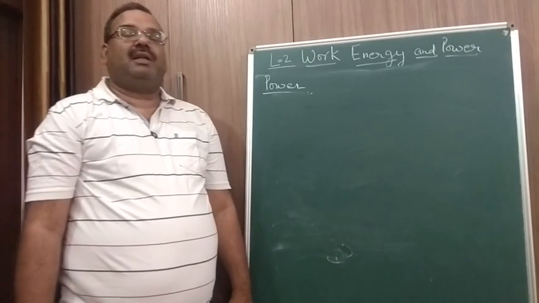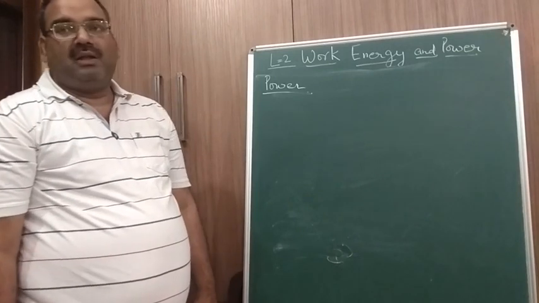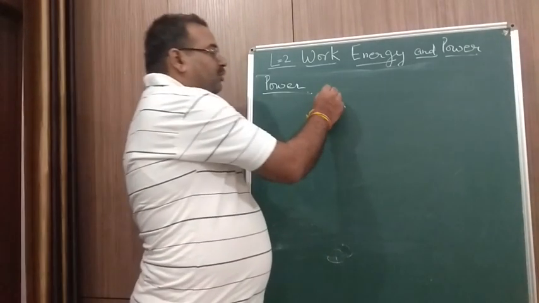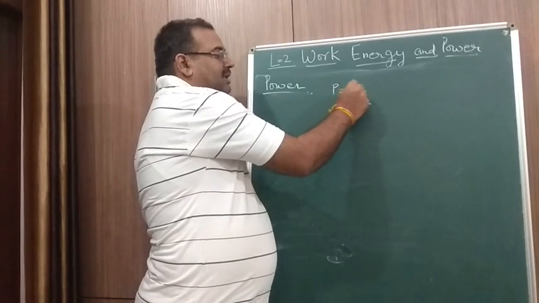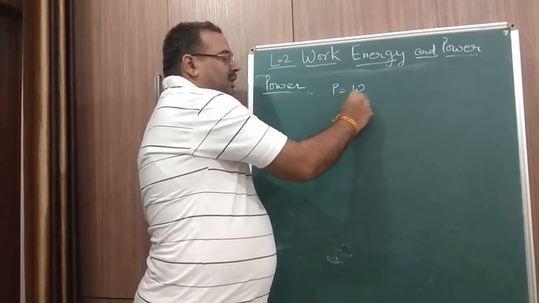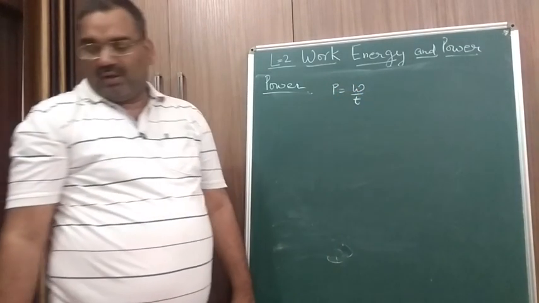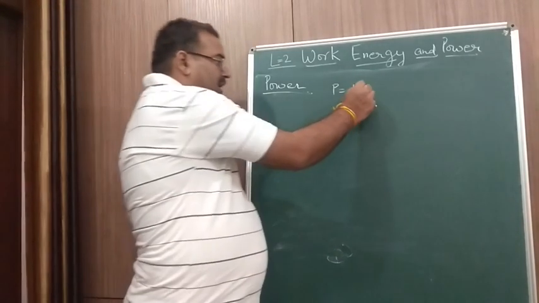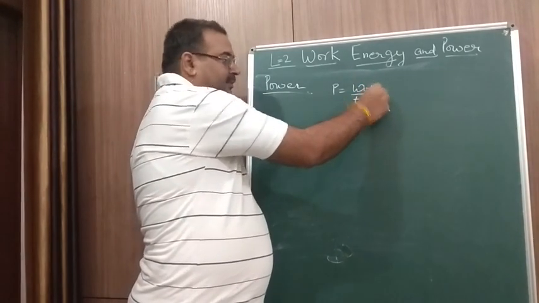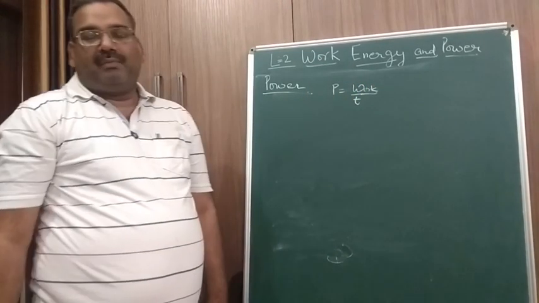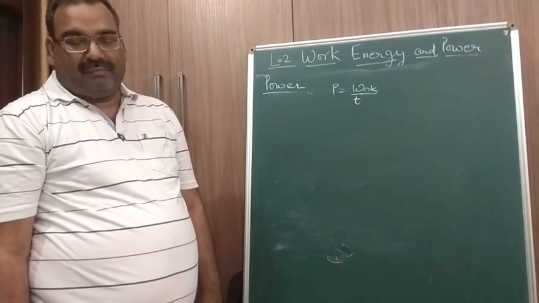The next topic is power. What is power? Power is rate of doing work. Rate means divided by time. So power is work upon time.